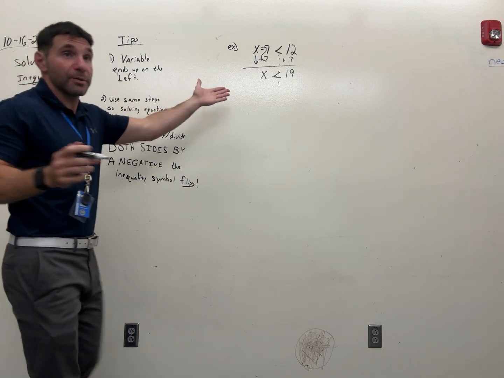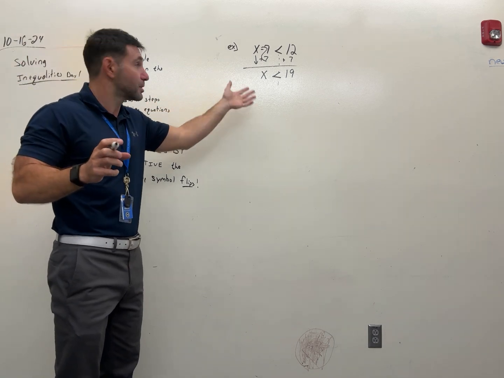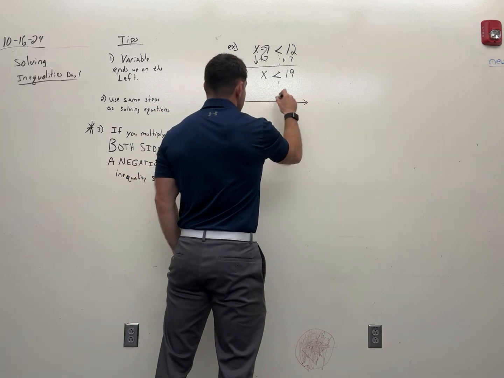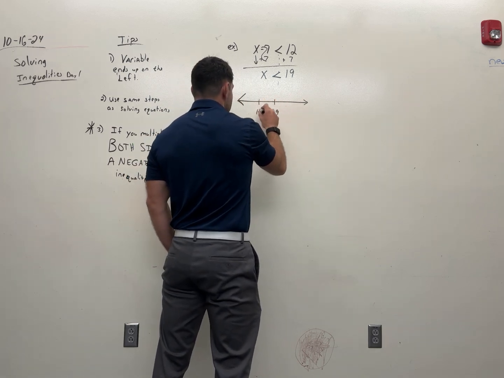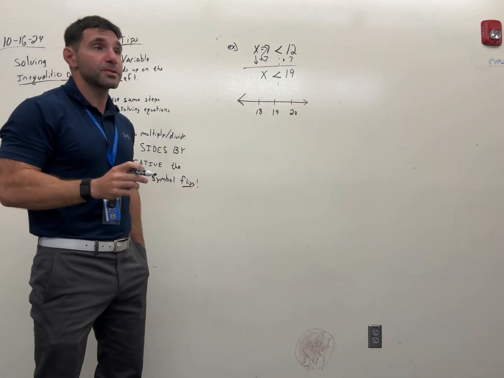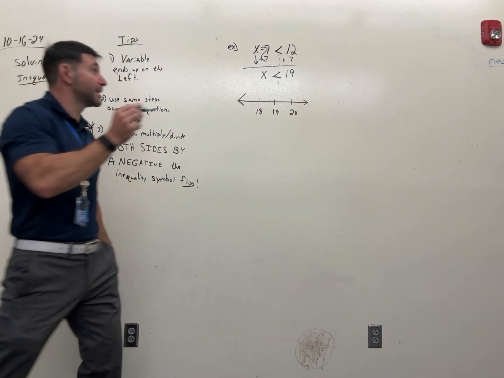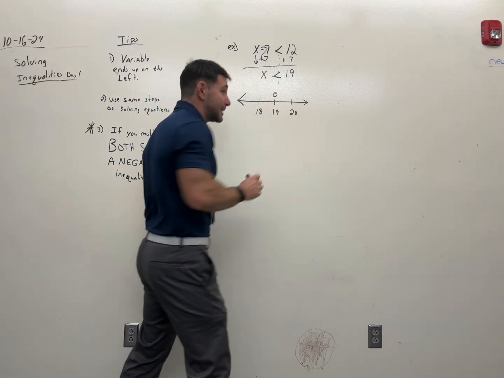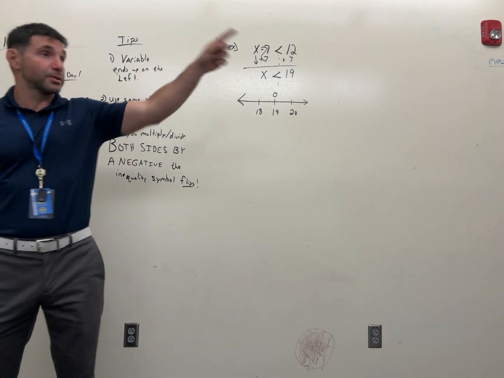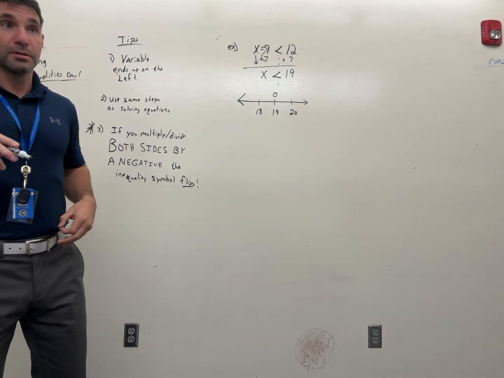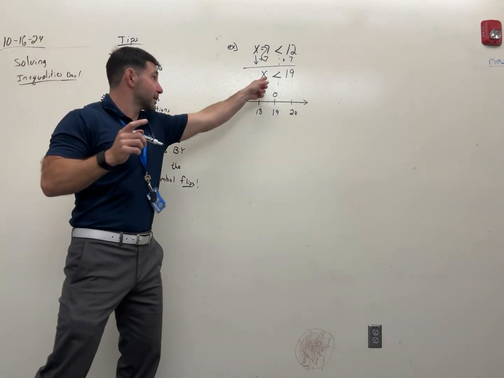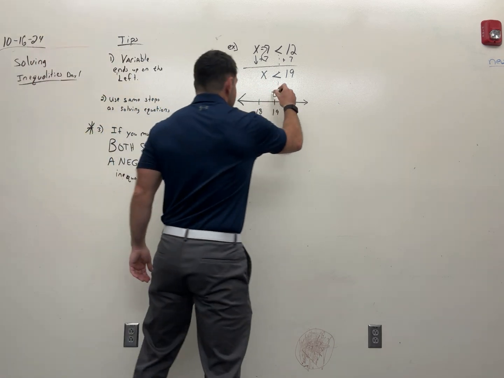Okay. So now we have to graph this. So I have 19 in the middle. 18, 20. Open circle or closed circle? Open, because there's no equal to. 19 is not part of the solution. Do we shade towards my desk? Do we shade towards the door? Which way does it point? Yeah, it's pointing this way. These are my less thans.